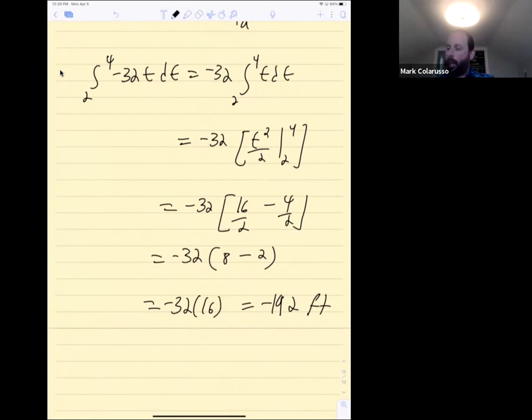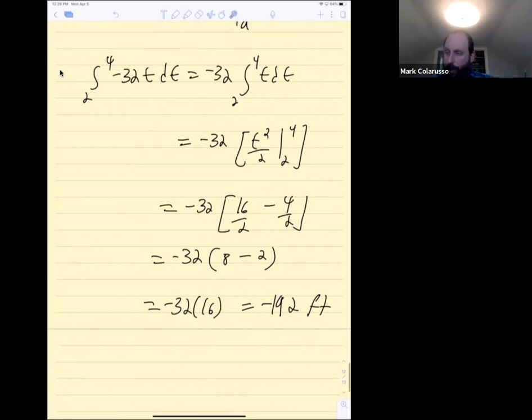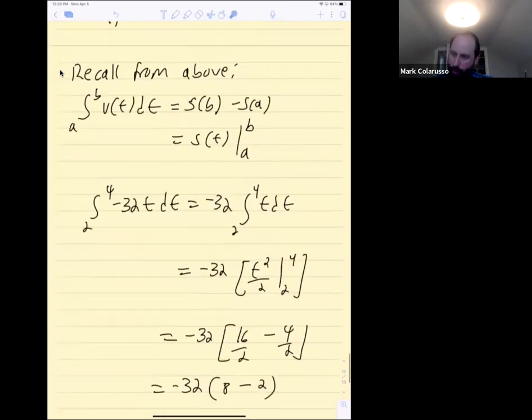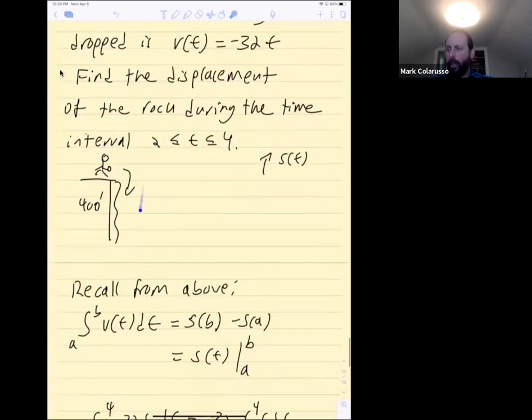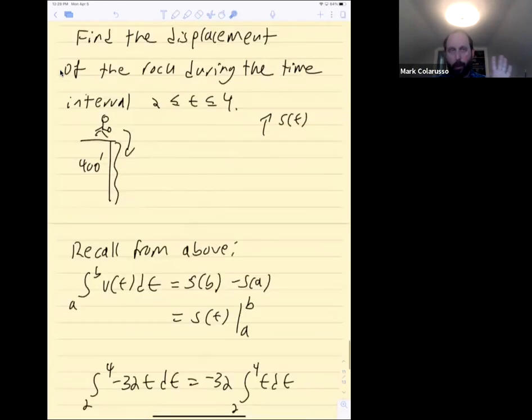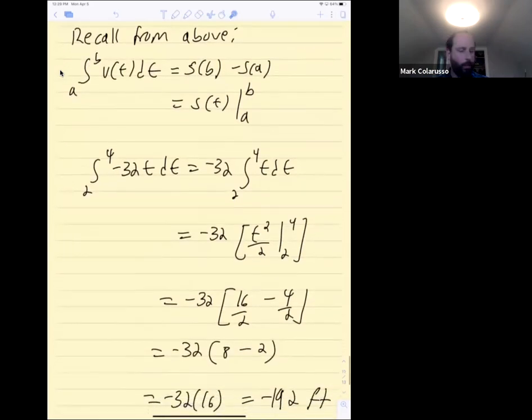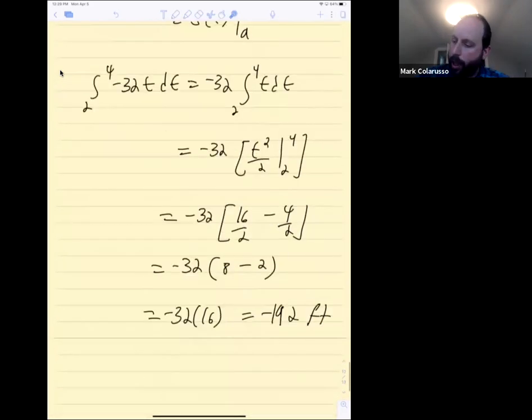Okay. And again, the answer is negative because the object is traveling in a downward direction. It's set up with a negative velocity. Upward direction is the positive direction. And this choice of coordinates looks a little weird, but if you draw the picture, it kind of makes sense.